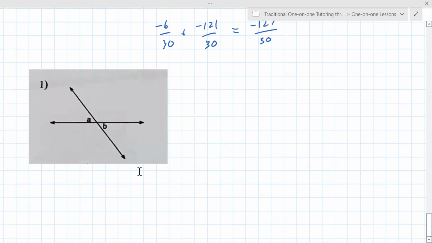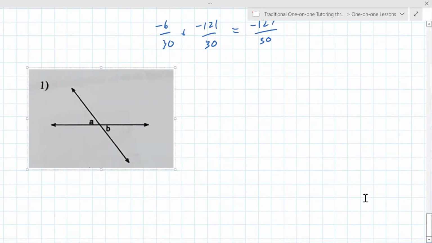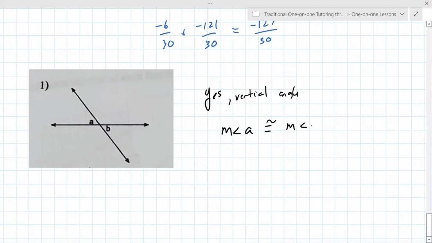Okay, this looks like problem one. Is that correct? Okay, so yes, these are vertical angles. And I don't think it needs any more information than that. But you might say that the measure of angle A is congruent to the measure of angle B. I'm sorry, they're equal. Or you can just say that the angles are congruent. You could say that angle A is congruent to angle B. I think that's all it's asking for.